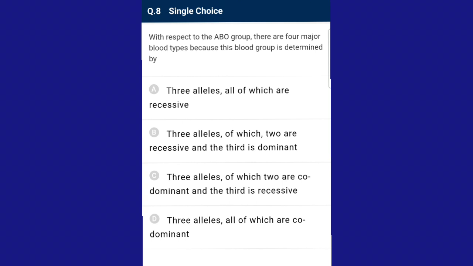Question number 8. With respect to ABO blood group, there are 4 major blood types because this blood group is determined by the 3 alleles of which 2 are codominant and the third is recessive. Blood group is determined by 3 alleles, I power A, I power B and I power O. So the answer for this question is option C, 3 alleles of which 2 are codominant and the third recessive.